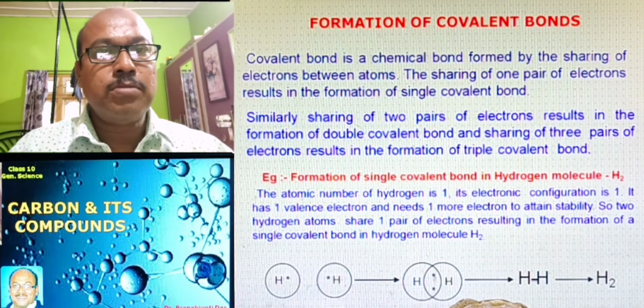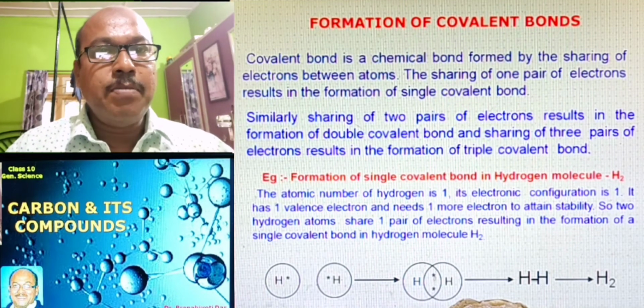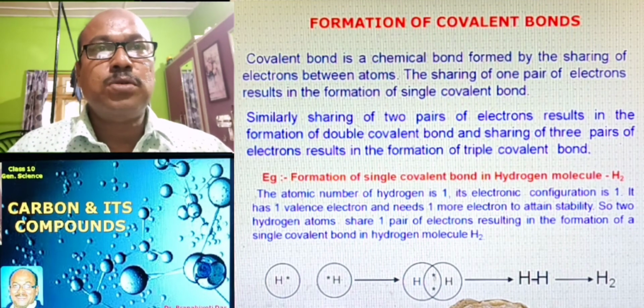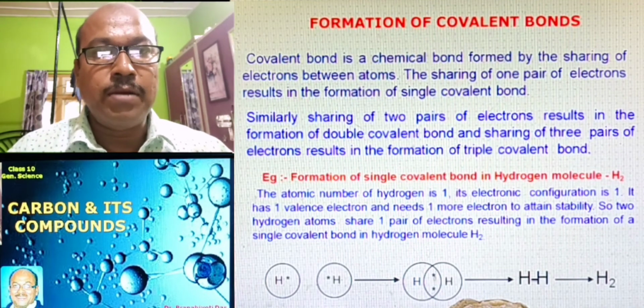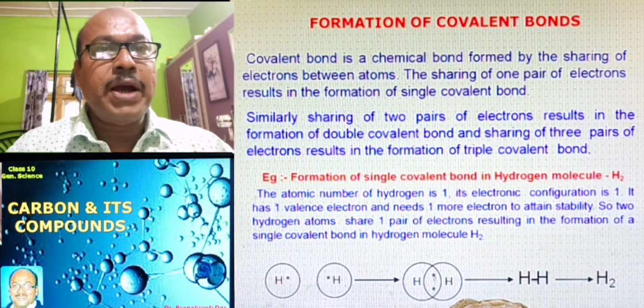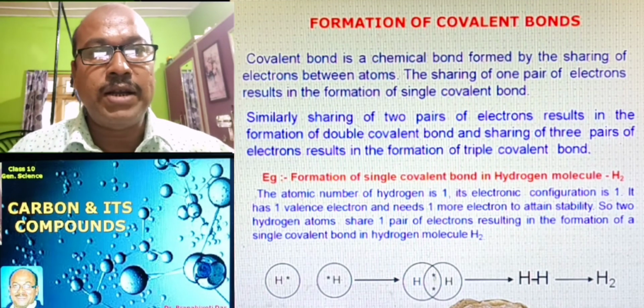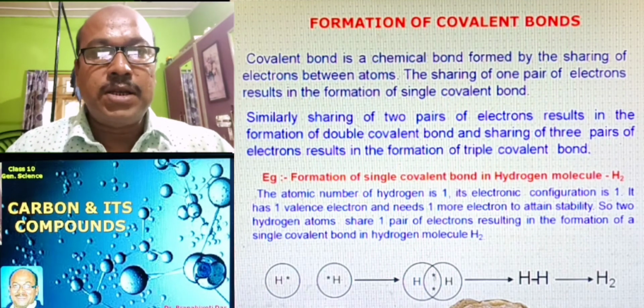Means both the atoms mutually will share one pair of electrons. In this way, by sharing one pair of electrons, if any covalent bond is formed, such covalent bonds are called single covalent bonds. You got it in your class 9. Similarly, when two pairs of electrons are shared between two atoms, one is carbon and the other is another monovalent element, then they will form a double covalent bond.